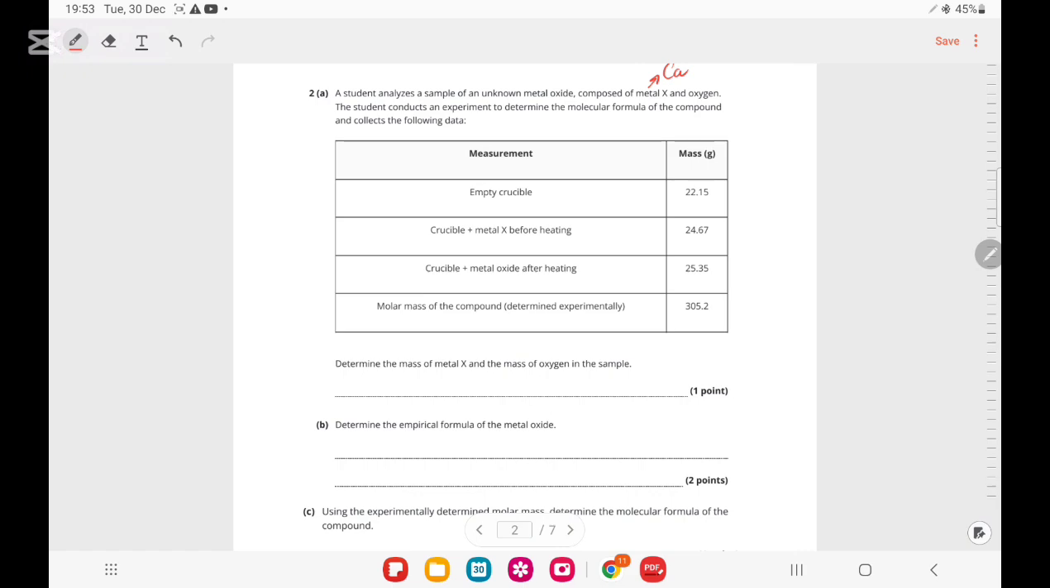In this question, a student analyzes a sample of an unknown metal oxide which is composed of metal X, which is calcium. It's not given in the question, but it is calcium. The student conducts an experiment to determine the formula of the compound. There is an empty crucible, and the crucible plus metal X before heating. Metal X is calcium, and when calcium is heated with the help of the burner, it reacts with oxygen and forms metal oxide.